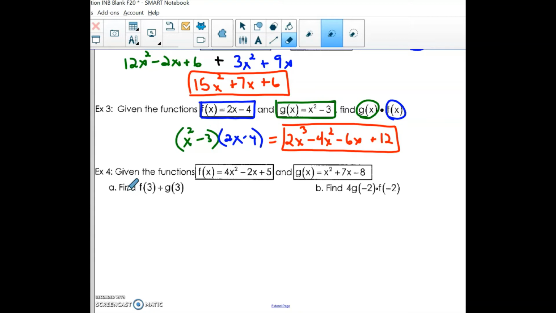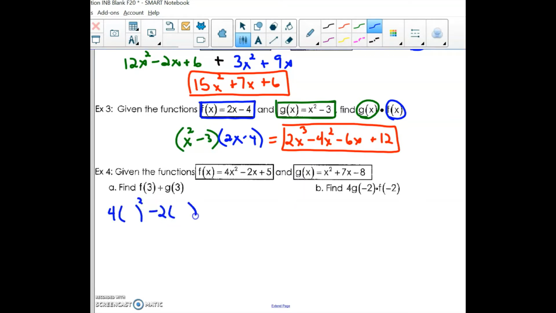So the f function, which I will continue to use blue, is 4 times something squared minus 2 times something plus 5. That something happens to be a 3. So we're plugging in 3. So let me go ahead and do that. This evaluation comes out to be 35. Okay, so when we plug the 3 into the f function, we get 35.